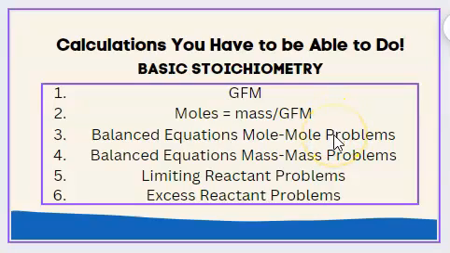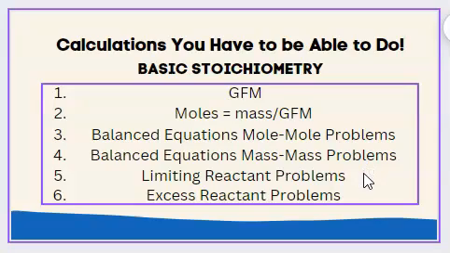For number 3, you're taking balanced equations. A mole-mole problem is just a ratio of moles of one of the substances, whether they're reactants or products, to another. Then you have to be able to do mass-mass problems. You start with mass, you're going to end with mass, but you have to go in and out of moles.